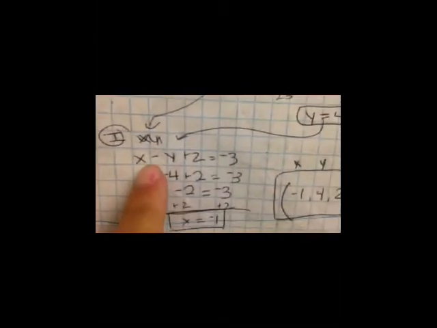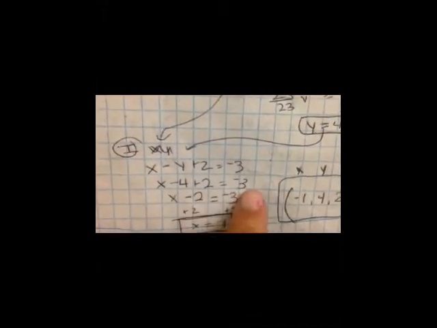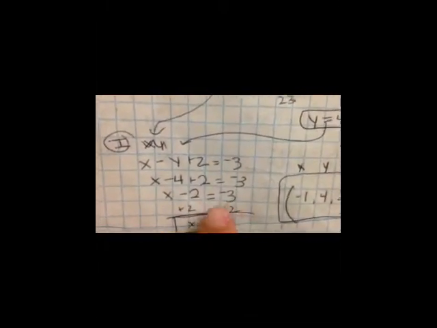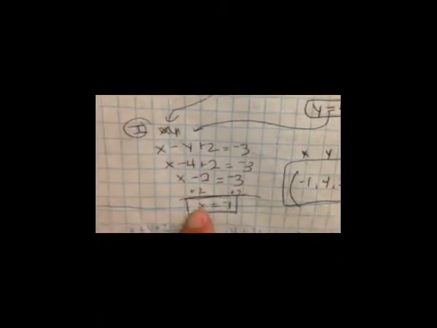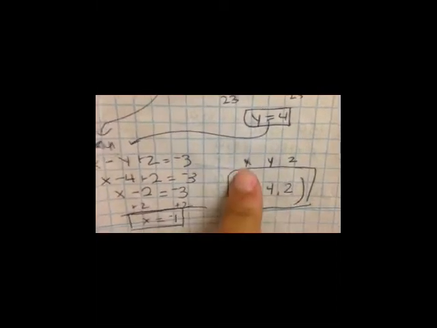We take equation 1, x minus y plus z equals negative 3. We plug it in. x minus 4 plus 2 equals negative 3. x minus 2 equals negative 3. Plus 2 to both sides, you get x equals 1. Your answer then becomes negative 1, 4, and 2, in this order: x, y, and z. And ta-da!